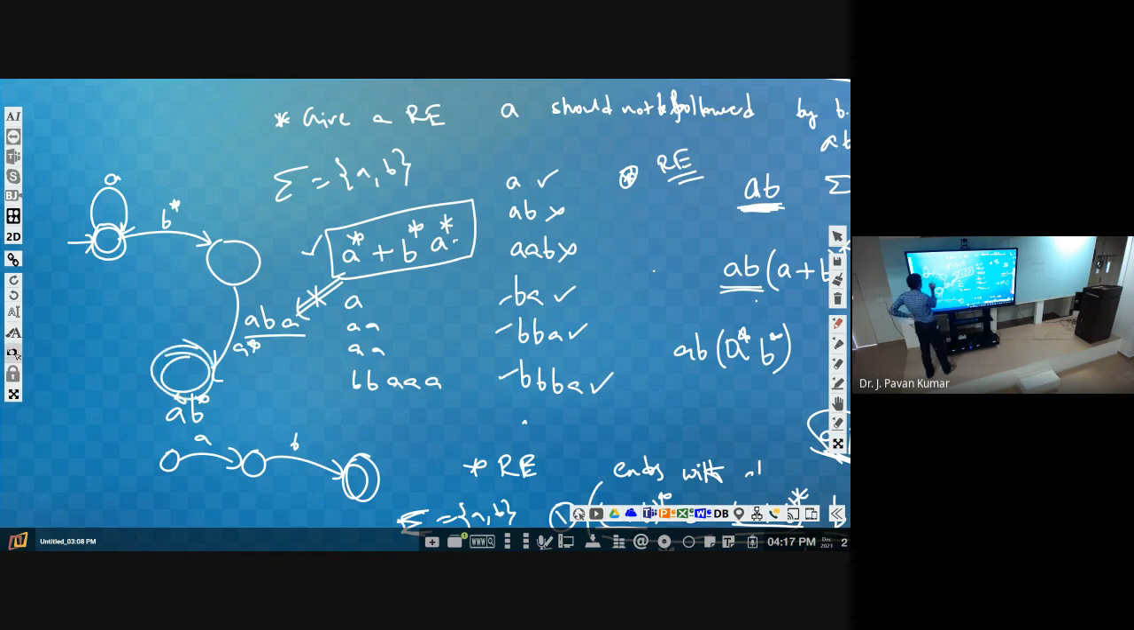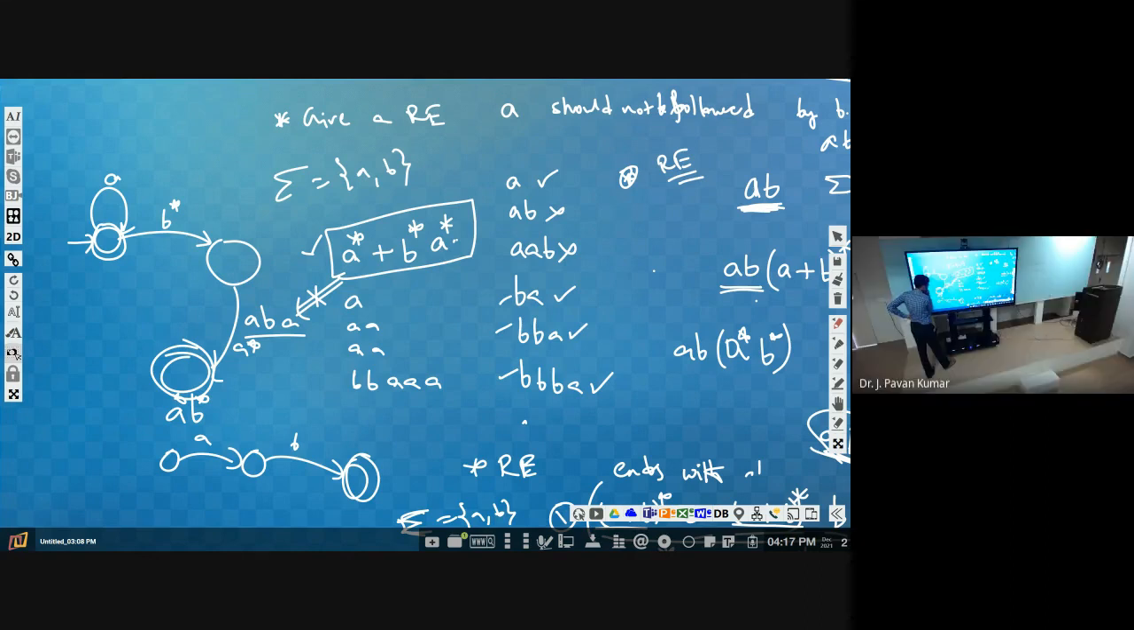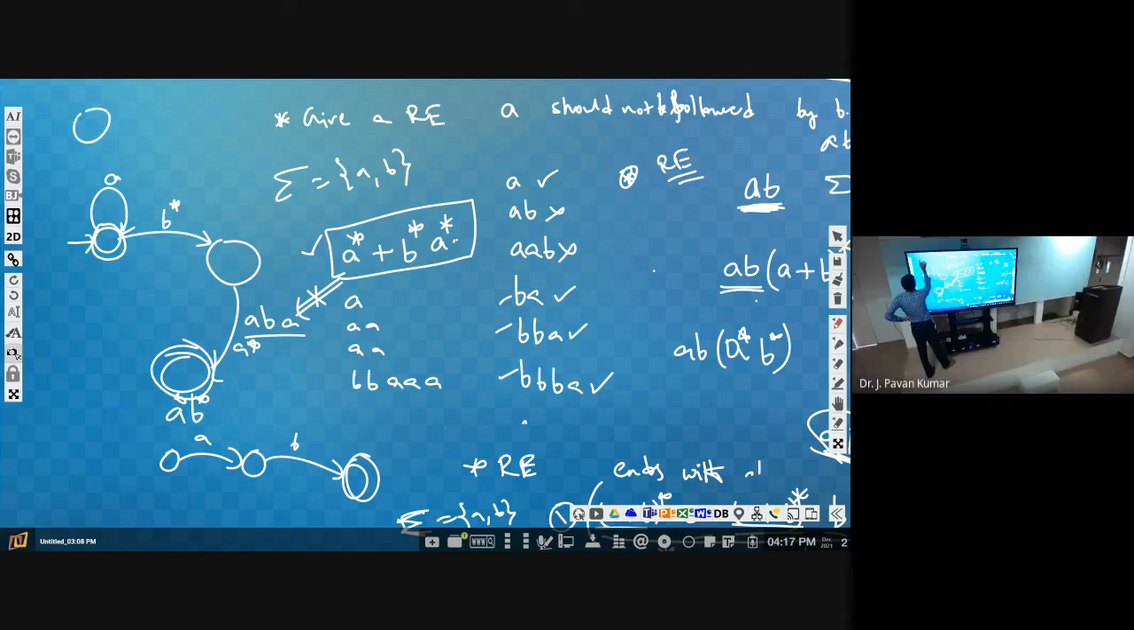But what about B star? In the sense it can be zero occurrence as well, right? Zero occurrence of B and zero occurrence of A as well. So how can we do it? Sir, we need two states. Two states, Q0. Two states. Okay, two states.